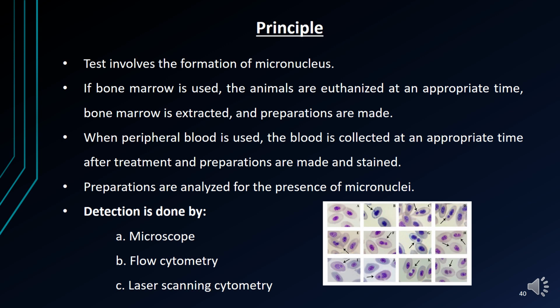But when we are using the peripheral blood, then blood is collected at an appropriate time after the treatment and preparations are made, and it is stained. So after the staining, again the same procedure, we have to evaluate for the presence of micronuclei. So the detection is done by microscope, flow cytometry, and laser scanning cytometry.